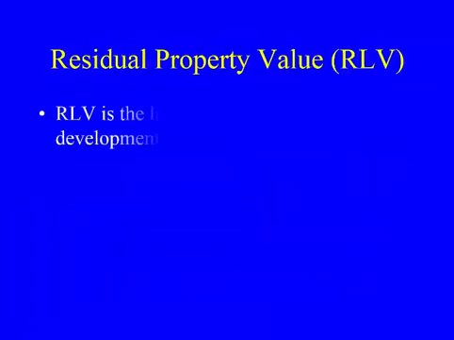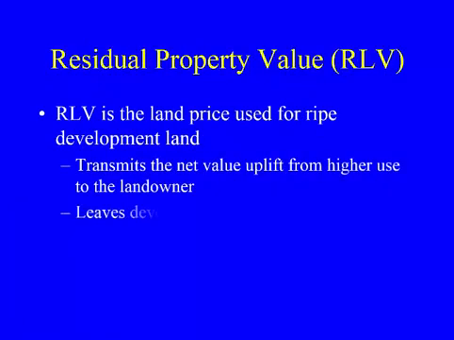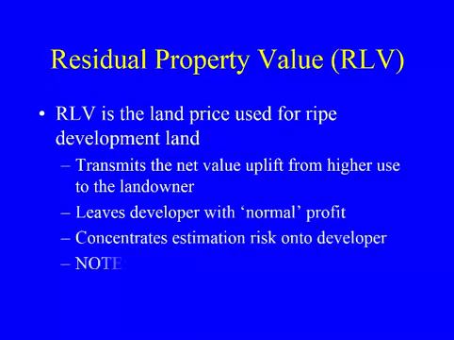We can summarise the effective operation of the developer equation and the residual land value as follows. The RLV is the land price used for ripe development land that transmits the net value uplift from the higher use to the landowner, leaving only the developer with a normal profit, even though the tendency in the industry is to leave the developer with a fairly comfortable IRR. However, the setting of the RLV concentrates the estimation risk, that is the estimation of the end sale value, all onto the developer, because once the landowner has sold the property, they effectively are realising that uplift value and leaving the actualisation of that uplift value on the developer's head.